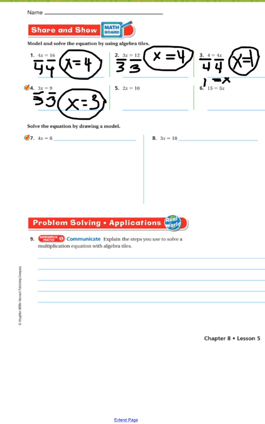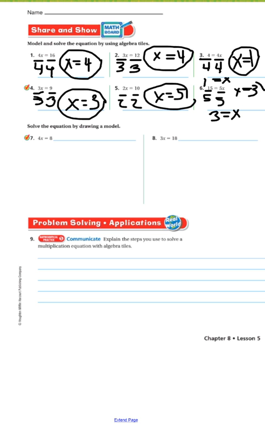2x equals 10. Divide by 2. X equals 5. 15 equals 5x. Divide by 5. So we get 3 equals x, and that can be rewritten as x equals 3. Okay? So I'm going to go ahead and highlight your answers to make sure you have the right answers.